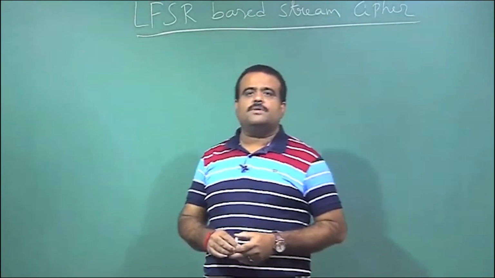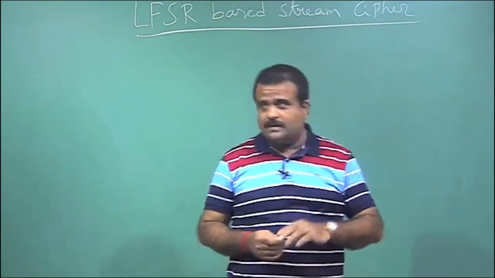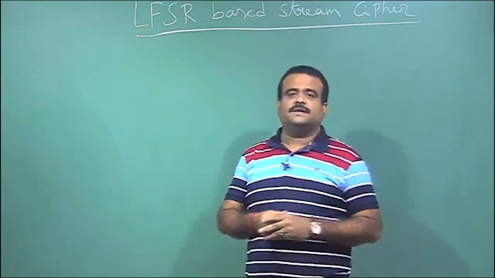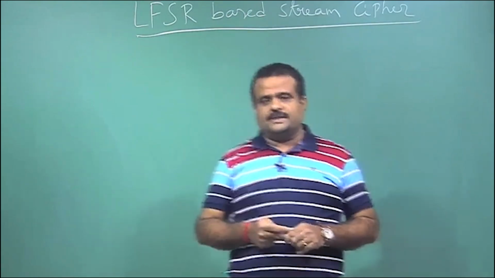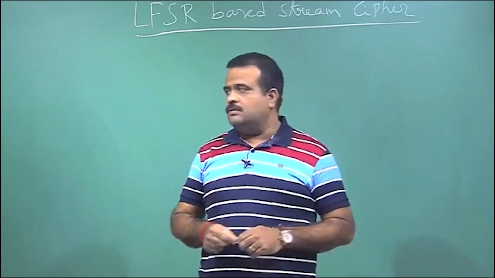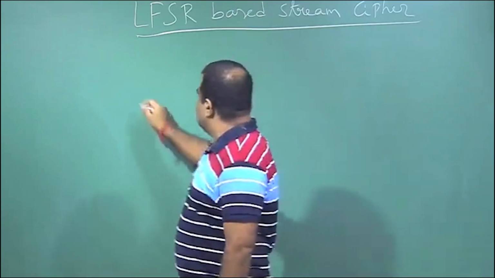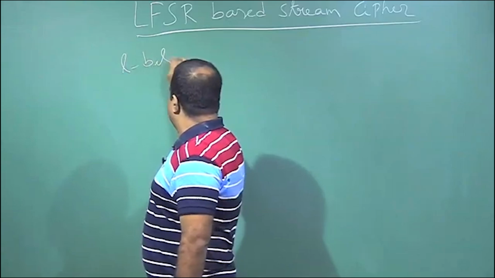Okay, so we will talk about LFSR based stream cipher. We have seen the LFSR as a key stream generator or pseudo random bit generator. So, let us start with say an L bit LFSR. How do we define the L bit LFSR?